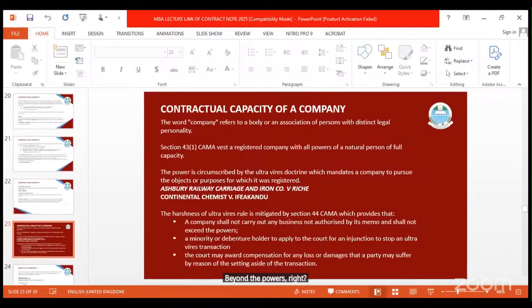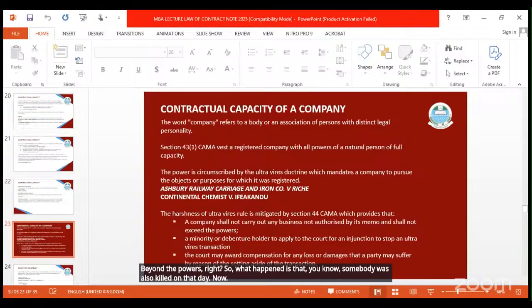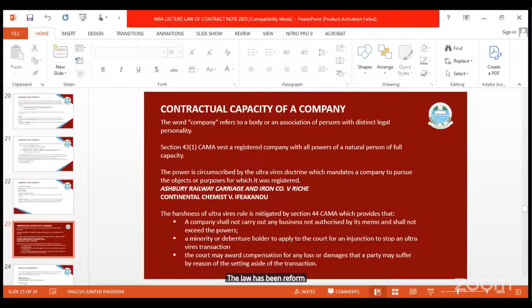So what happened is that some of you were also curious that day. Now, to control the harshness, you see that it was very harsh. To control the harshness of it, the law has been reformed now, and you can find that in section 44 of the Companies and Allied Matters Act.